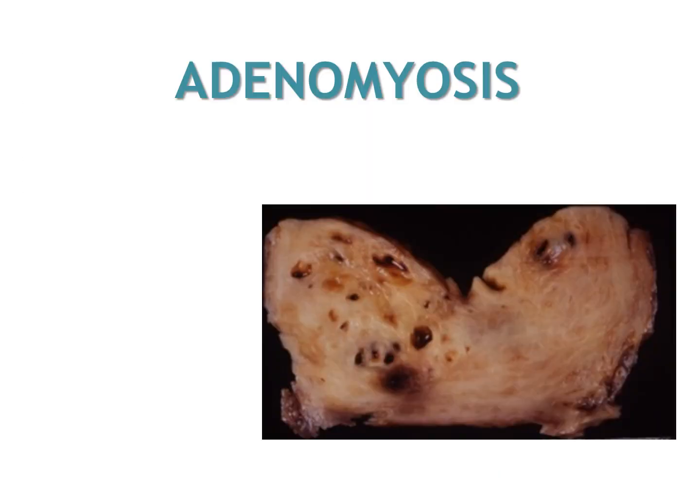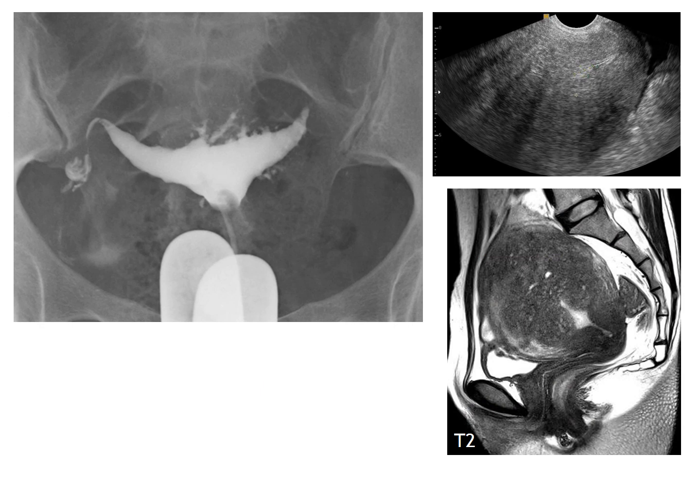Now let's move on to adenomyosis, which is heterotopic endometrial tissue within myometrium. Characteristic findings of adenomyosis at hysterosalpingography is opacification of these irregular tracts in the myometrium, resulting in flame-like appearance.